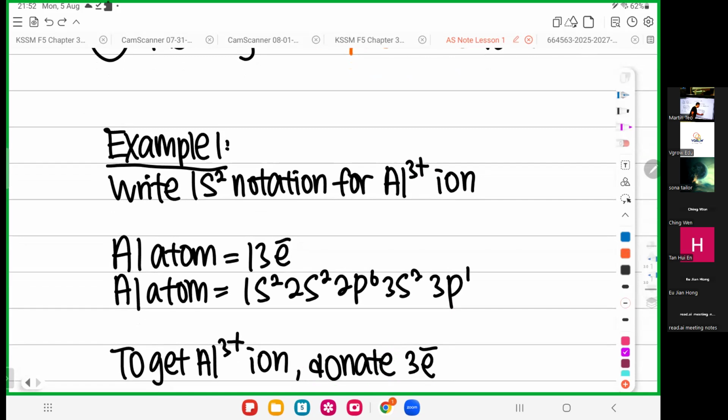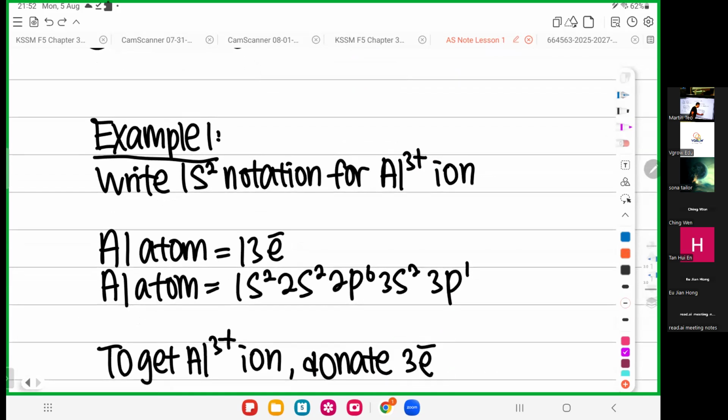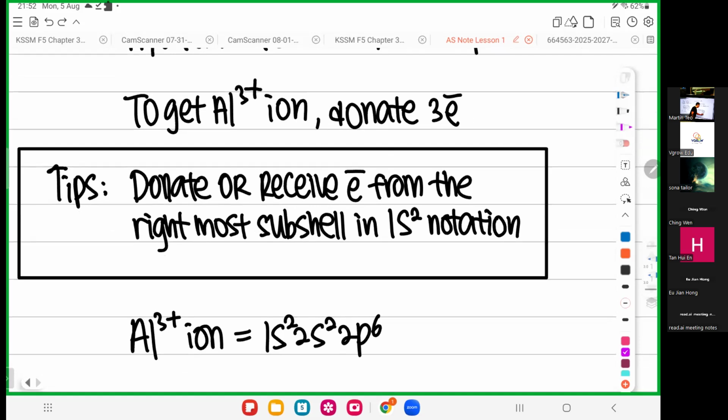Where do the 3 electrons that you donate come from? When you donate electrons, donate from the right hand side first. I want to throw 3 electrons. So I throw 1 electron here first. After that, I can throw another 2 more electrons here. So I throw a total of 3 electrons. I throw these away, and this is the leftover: 1s2, 2s2, 2p6. So when you donate or receive electrons, always do it from the rightmost subshell.